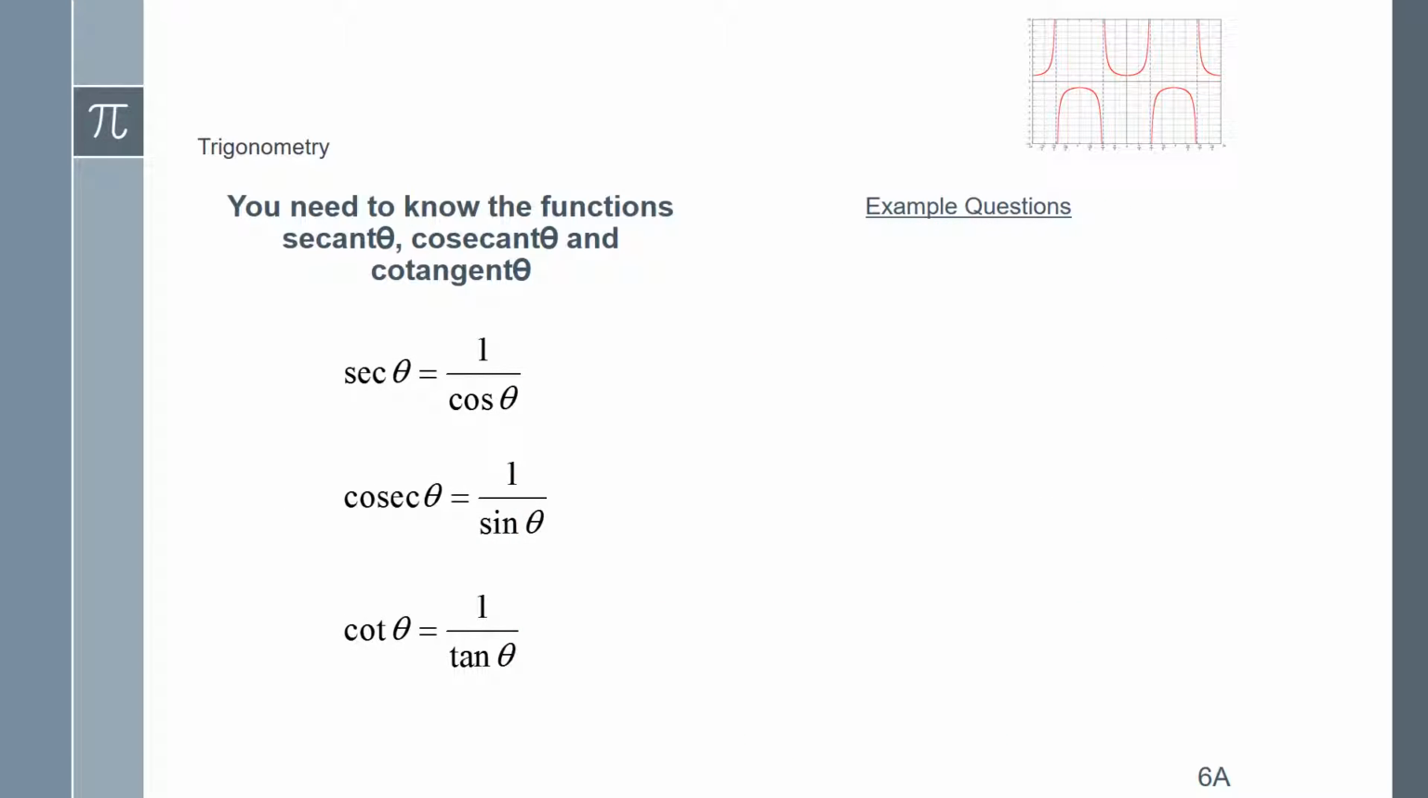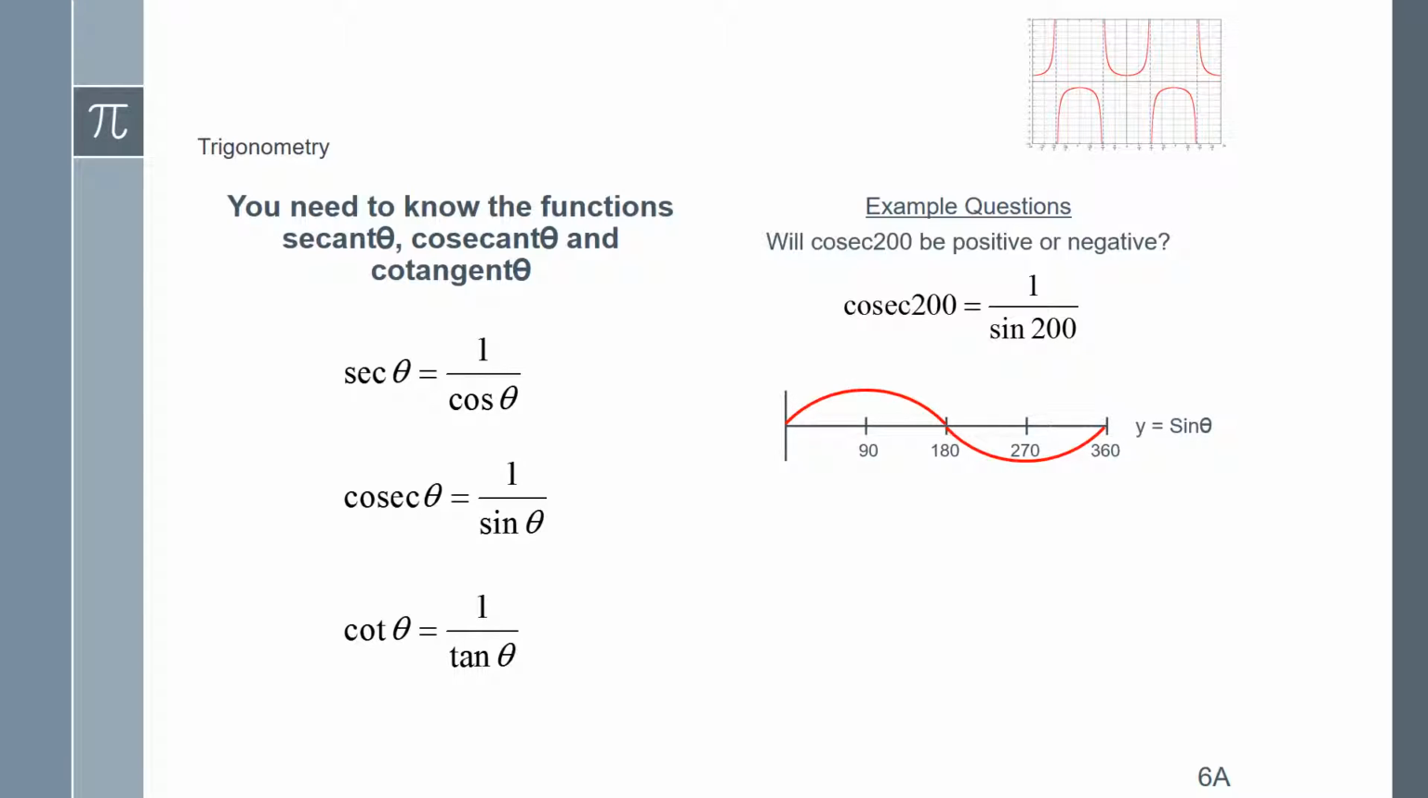So some example questions. Will cosec 200 be positive or negative? Well, cosec 200 is the same as 1 over sine 200. If we draw a quick sine graph, we can see that sine 200 is negative, so therefore cosec 200 must be negative also.